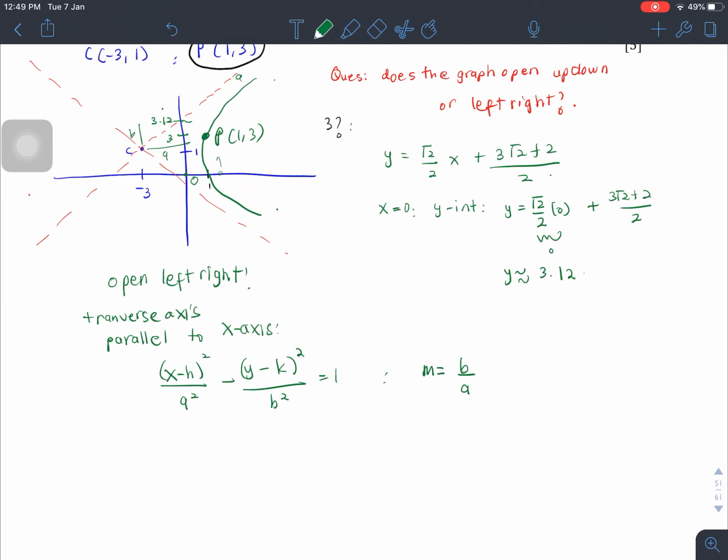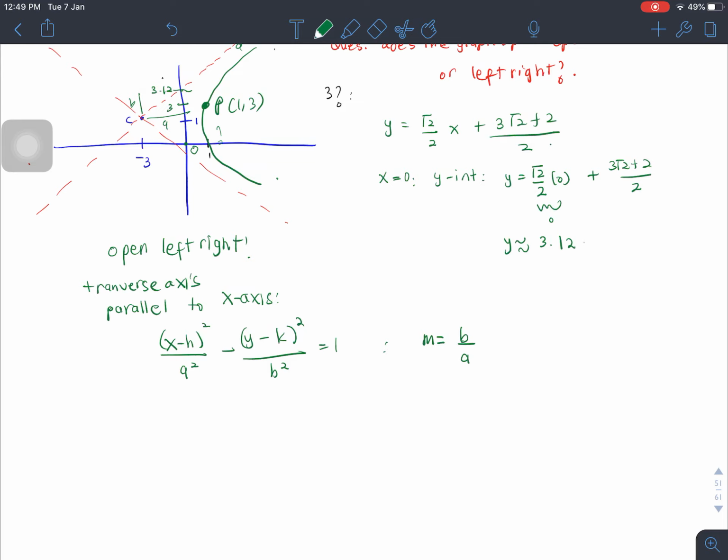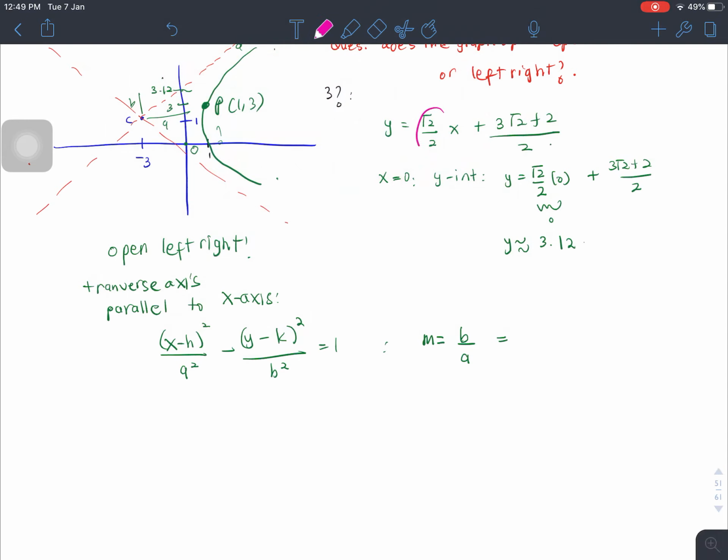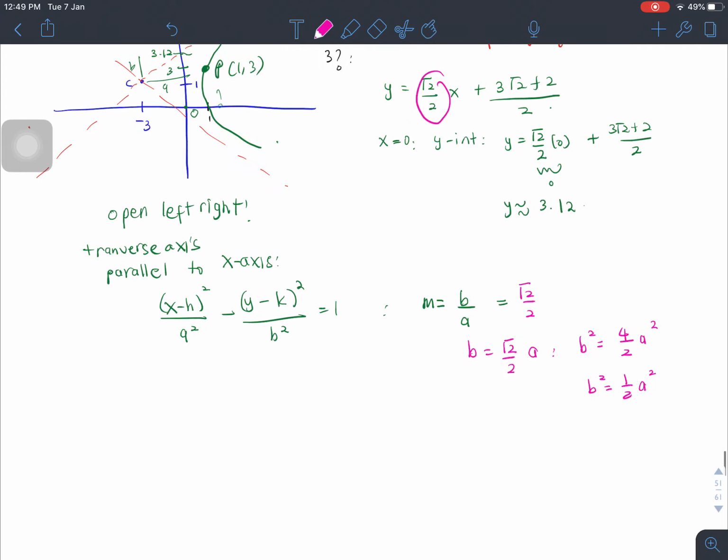Then again, you do the same thing as what you've done, like I mentioned in class, where your m basically is this one, root 2 over 2. So you have b over a equals root 2 over 2, where b squared equals 2 over 4 a squared, so b squared equals half a squared. And substitute your center, -3 and 1, and the point (1, 3), which is the x and y, with h and k, into the equation.